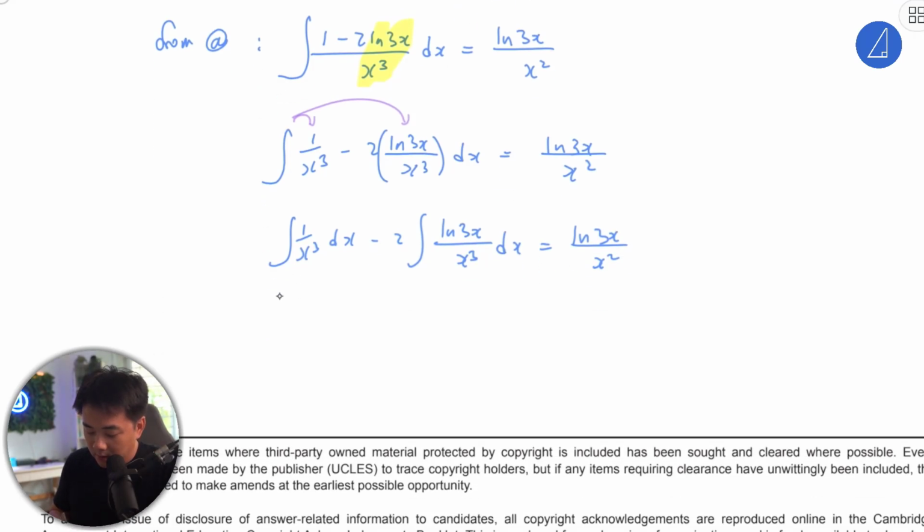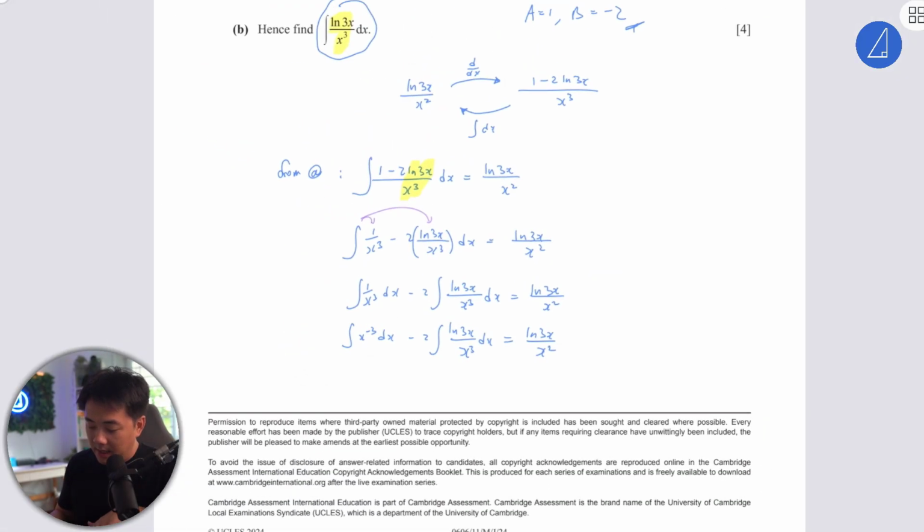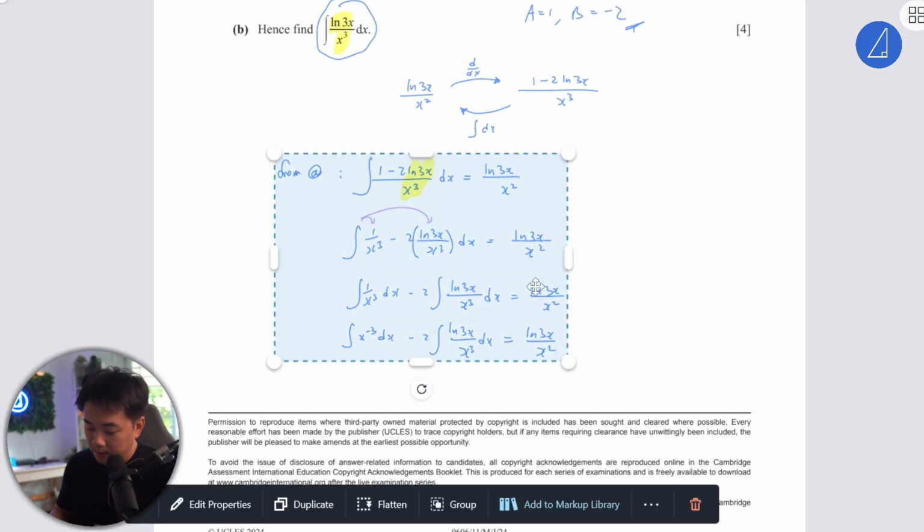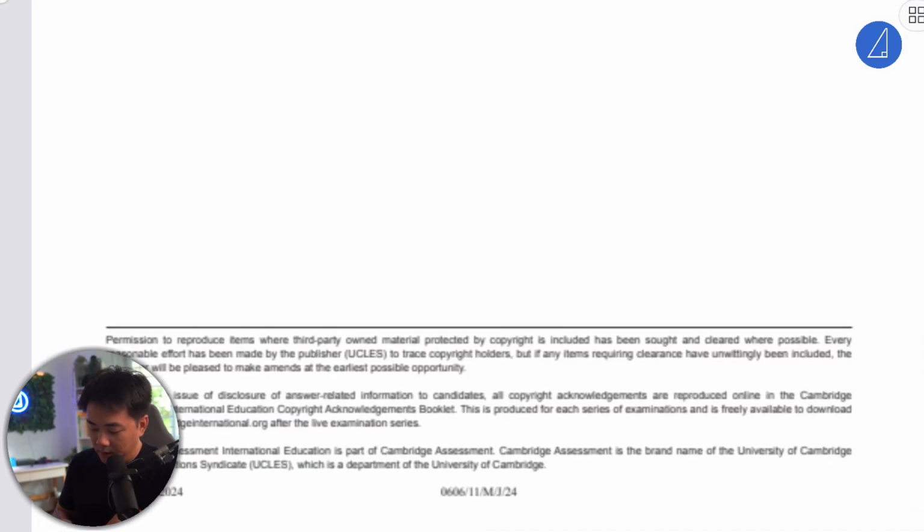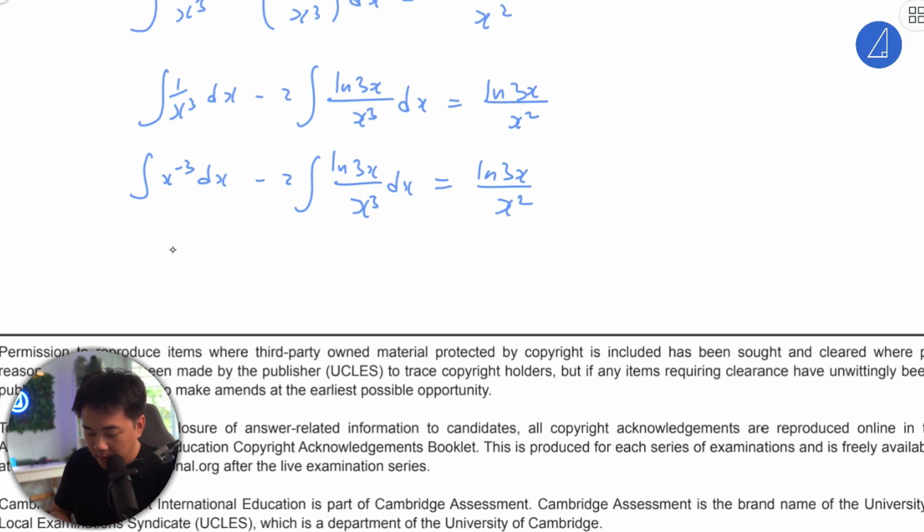What you do is this integration here is just x to the power of -3 dx, minus the integral of 2 ln 3x over x cubed dx. So this is the integral that we want to find, equals ln 3x over x squared. Then once we're there, we can just integrate this. Add a power: -3 plus 1 is -2, divided by -2, minus 2 ln 3x over x cubed. Maybe this x cubed, I just bring to the other side.